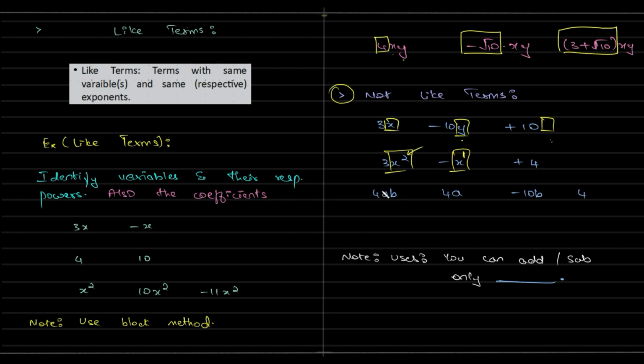The next one, ab and a. See, it's made up of two different variables. Even though one of them is a, they're still not like terms. The next one, b, again not like terms, just a constant, so not a like term. So all of them are not like terms, okay? Right, so just have a look.